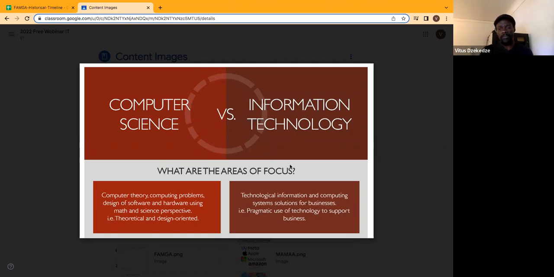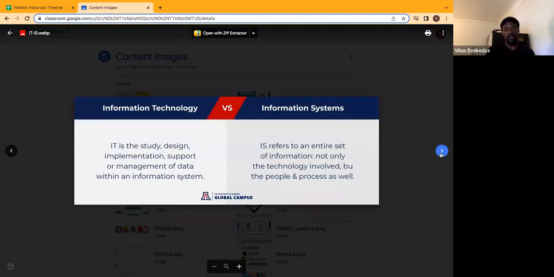For IT, there is more technological information and computing systems that are being learned. So they're learning about the tools that have been built by these guys in computer science. If you look at the big picture, the way I look at it is, take an example of a car, right? The guy that's manufacturing the car is more like the computer scientist, and the mechanic is also part of computer science. But then when you have the driver, the person that's driving the car, the one that's using the tool that was built, that's the IT part of it. So computer science is more or less a subset of information technology.